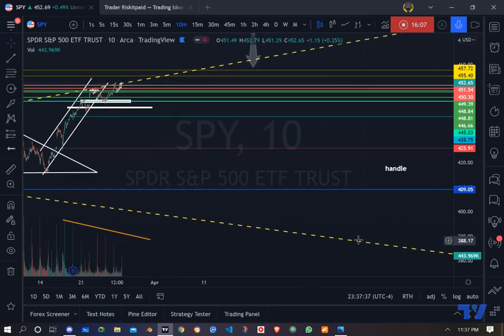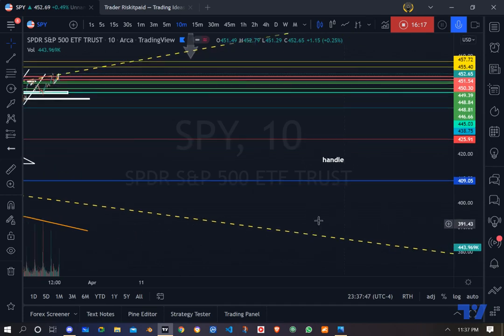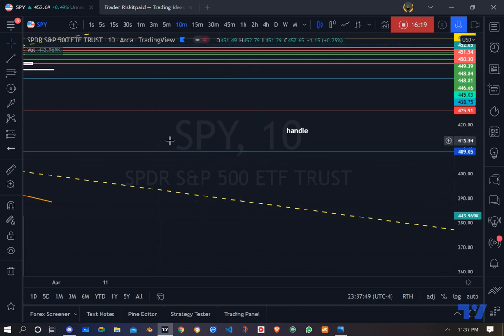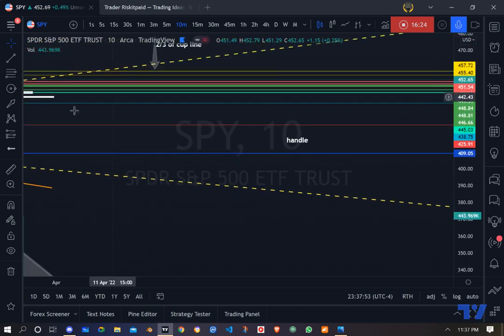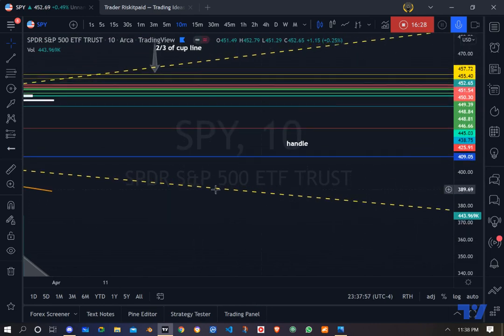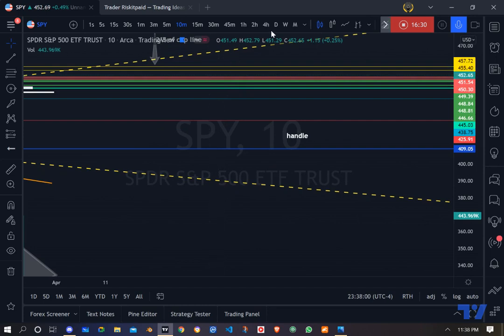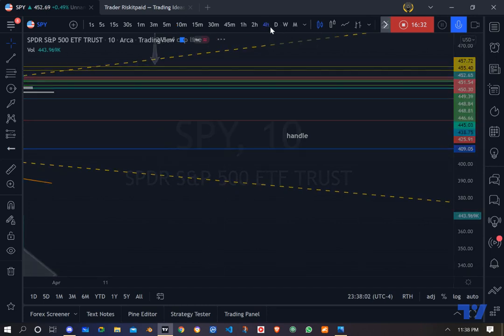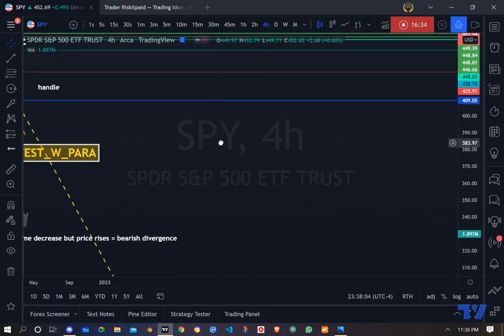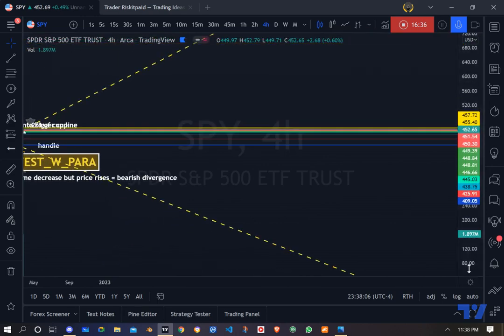And if we just follow this broadening, I can't even think right now, but these broadening formations, if we follow these broadening formations, we can't go further than that on the 10. Let's open this up and see.